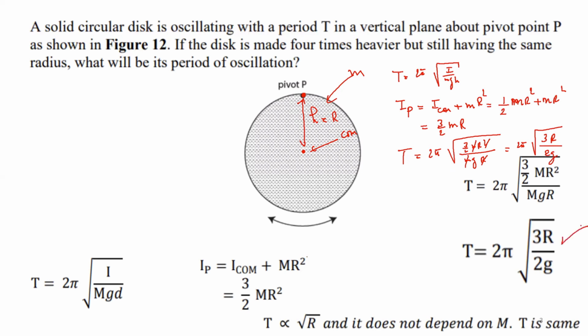And as you see, the period is independent of the mass, because I have the mass in the moment of inertia, I have the mass in mgh, so it will simplify. So it's independent of the mass. It just depends on the radius. So if I keep the radius fixed and I multiply the mass by 4, I will still have the same period T.